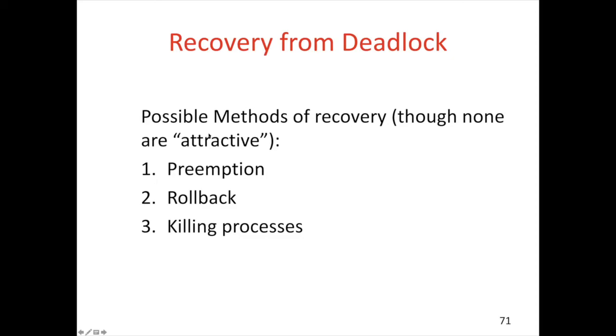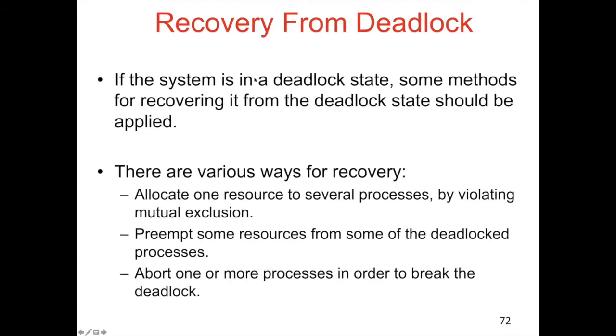Recovery from deadlock. Possible methods of recovery, though none are attractive, are preemption, rollback, and killing process. If the system is in a deadlock state, some methods for recovering it from the deadlock state should be applied. There are various ways for recovery. One of them is to allocate one resource to several processes by violating mutual exclusion. This seems not to be applicable for all the resources.